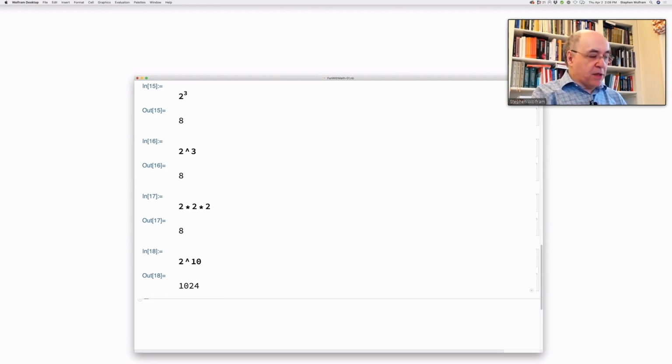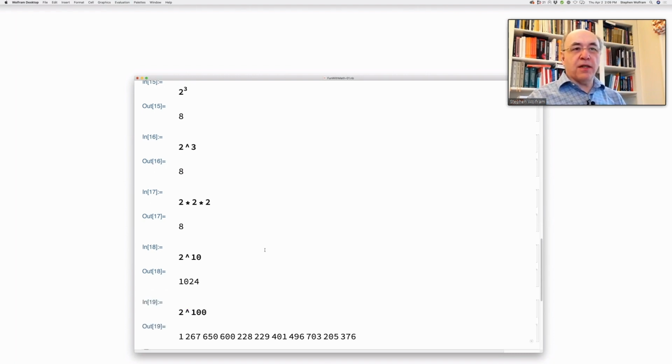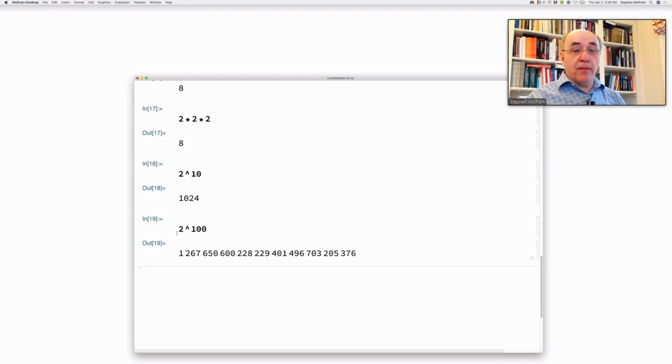Let's keep going with this. Let's try doing, how about we try doing 2 to the power 100? Okay, so that's going to get us a bit of a bigger number. So remember what that is. That's 2 times 2 times 2 times 2, 100 times.